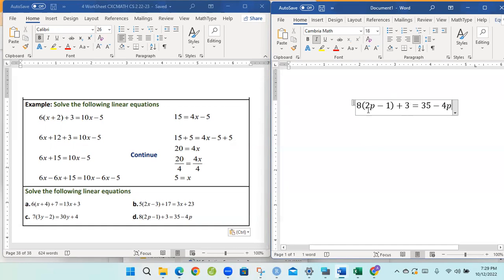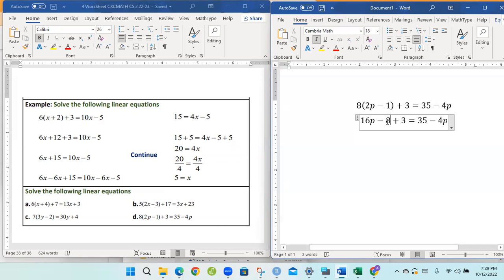So we must clear that bracket here by multiplying. We have to multiply 8 by both 2p and negative 1. So 8 by 2p is 16p, and 8 by negative 1 is negative 8. A positive times a negative is a negative. So the bracket has been cleared.